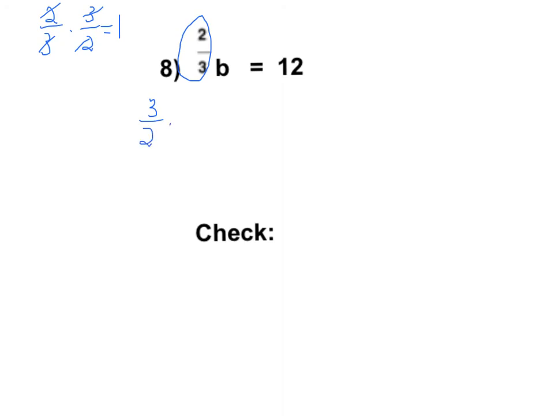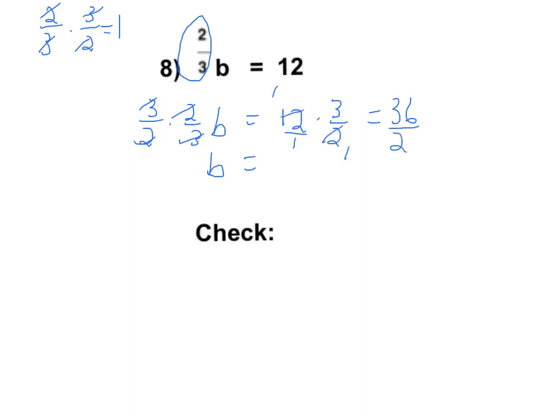So I'm going to multiply 3/2 times 2/3, bring down the b, and then I have to do the same thing to the right. So I have to do 12 times the reciprocal, which was 3/2. All right, these cancel out, so b now is by itself, which is what I want. And now I can add a 1 here, and I can multiply. So I could get 36 over 2, or I can cross-reduce if I want, and I can make this a 1 and make this a 6. So my answer is going to be 18.